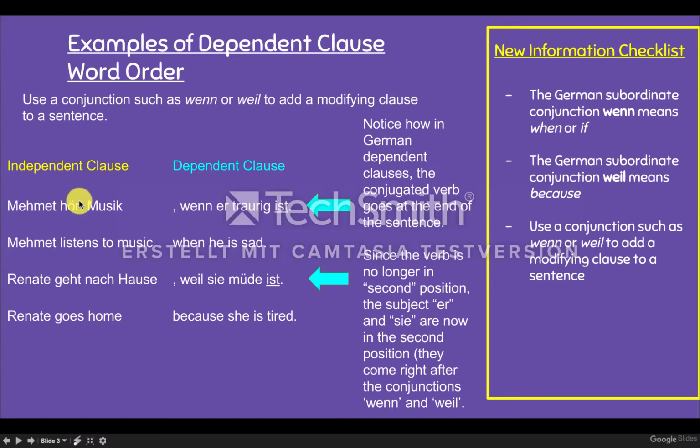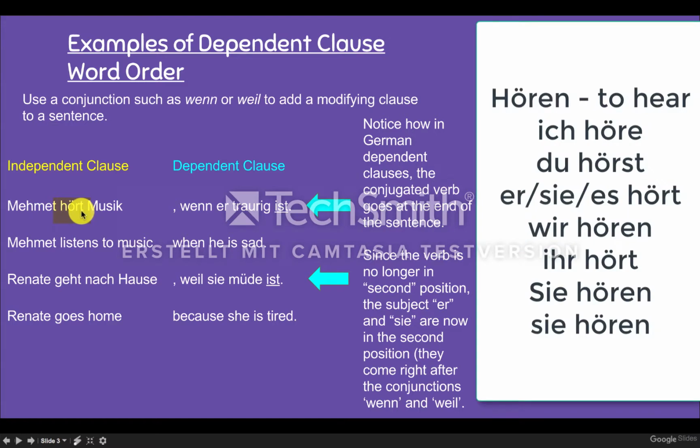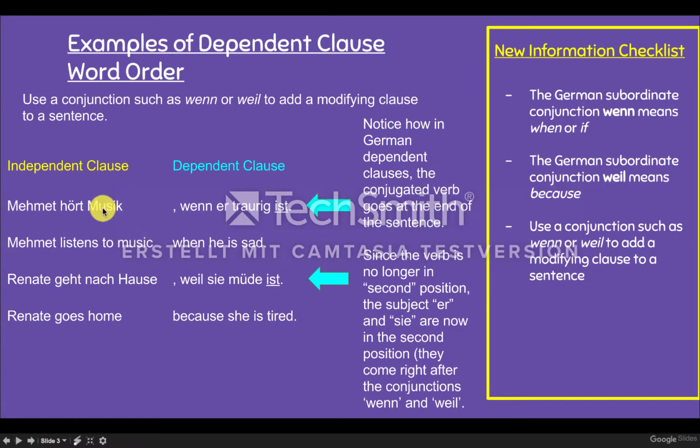In an independent clause, you should know that word order goes: anything can be first except for the verb. Here we have the standard, the subject of the sentence, which is Mehmet. Then in the second position, you must in an independent clause place the conjugated verb. Mehmet hört. The verb hört comes from hören, which means to listen or to hear. Then we have everything else. In this case, everything else is the object, what is being listened to, which is music, Musik. Okay, that's our independent clause, that's our word order.